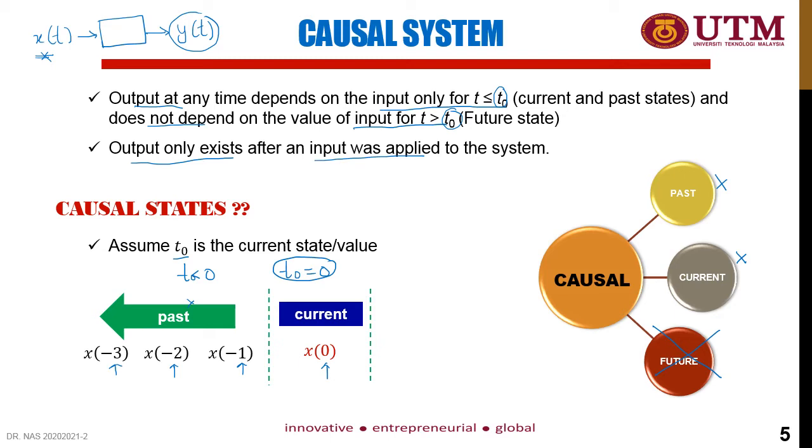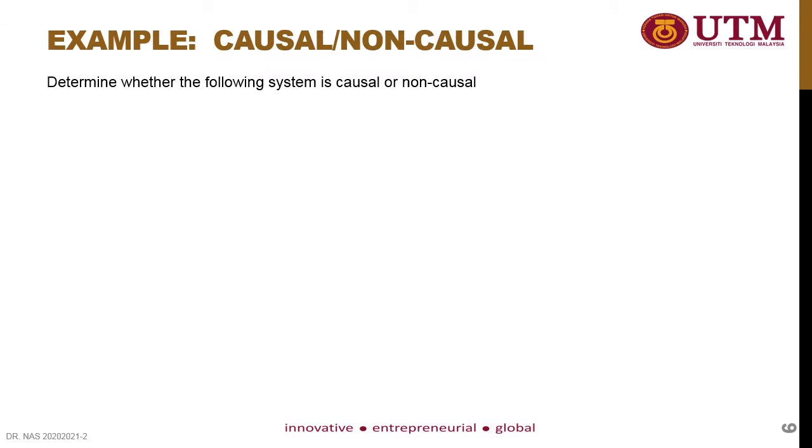And when t is larger than the current state, in this case 0, you have the future state. So now t is larger than your t0, so 2, 3, and so on. Okay, let's look at a few examples of how to identify whether the system is causal or non-causal based on the given equation. So let's look at the first example, given by y(t) equals x(t minus 1).